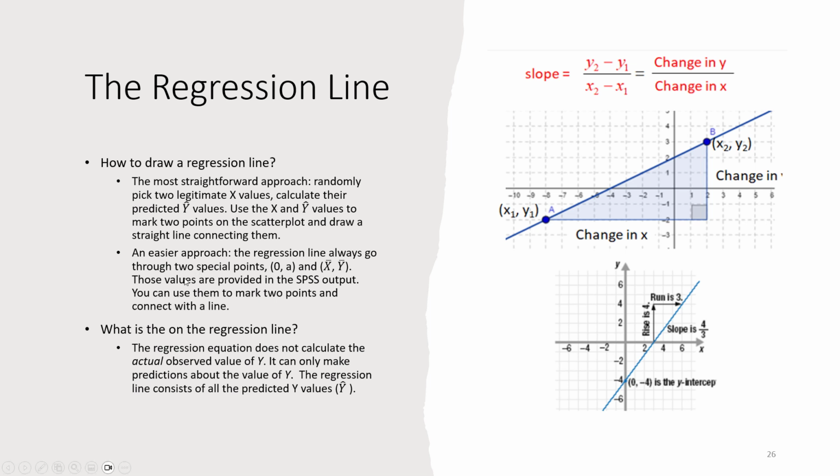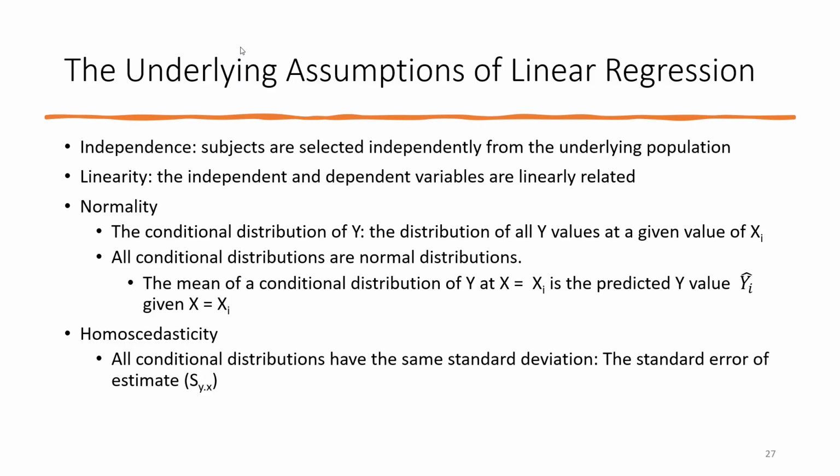It helps to know that the regression line always passes through 2 special points. The first one is when x equals 0, y is the regression constant. The second special point is the mean of x and the mean of y. Knowing these 2 special points can save you some calculations when drawing a regression line. I have a separate video tutorial to show how to run simple linear regression in SPSS.